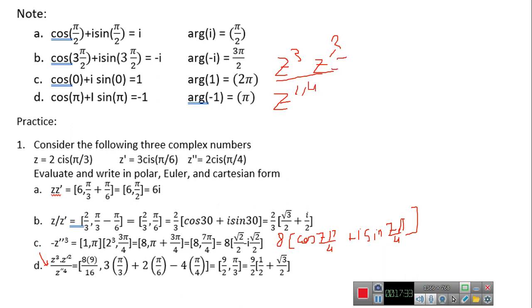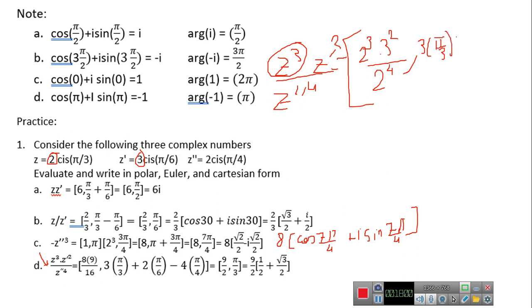And if you want to find the last one here, I have z cube, z prime square over z double prime 4. First of all, I start by r power 4. Z cube, I take the 2 here, I cube it, so 2 cube. I'm starting with the r. Z prime square, so times the 3 square. Z double prime power 4, so 2 power 4.